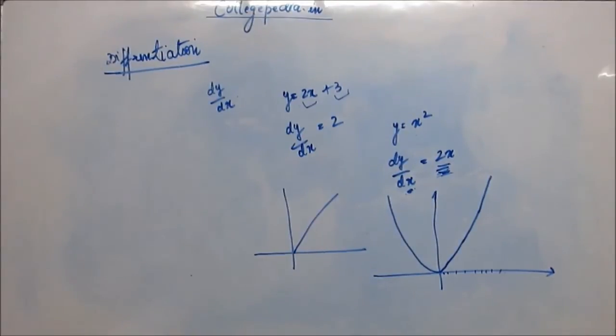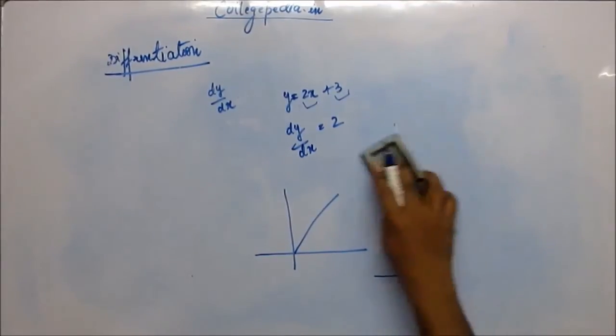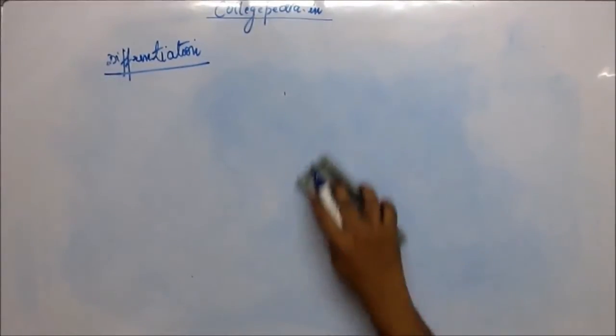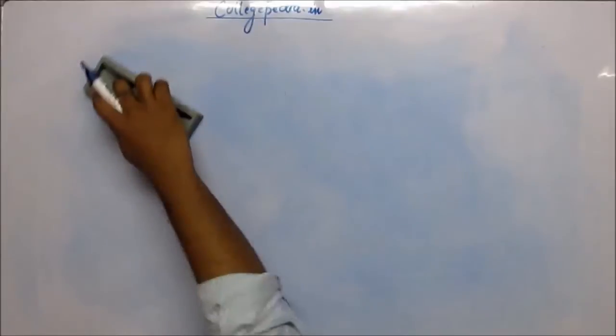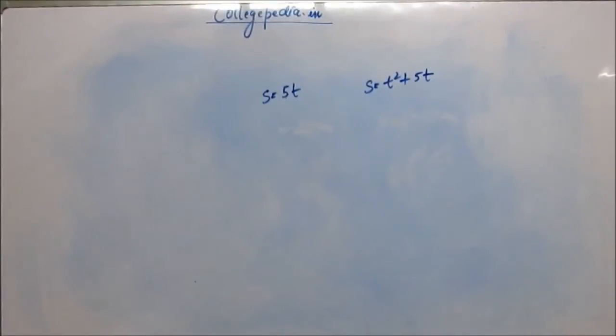Okay? Now, this was maths. Let's come back to physics. Now before I go back to physics, just one more thing. I told you that we will come back to this. S is equal to 5t and S is equal to t squared plus, I think, 5t. This is the expression that I gave you before.